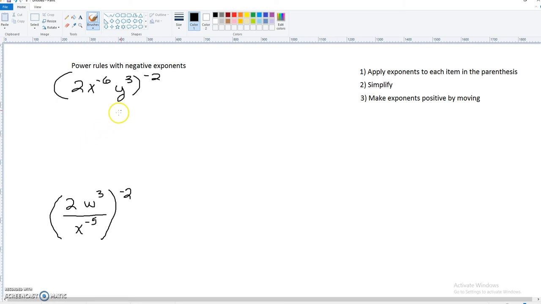So let's start with our first example. And our first step says to apply the exponent to each item. Remember that we're taking this exponent and, in other words, distributing it to each thing. And I like rewriting it so that we can see everything clearly and we don't forget anything. So we've got 2 to the negative 2. We've got x to the negative 6 to the negative 2. And then we've got y cubed to the negative 2.